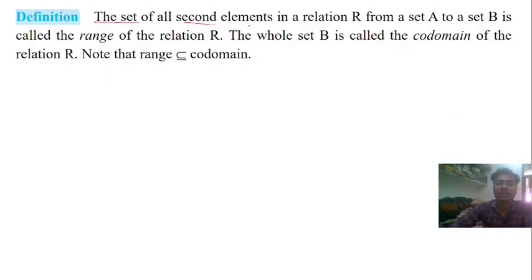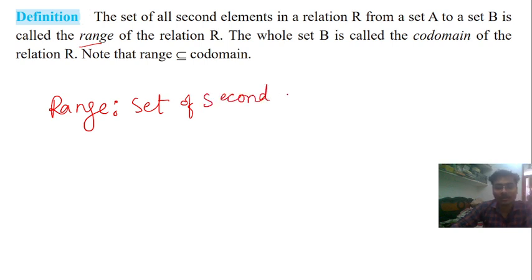The set of second elements in the relation R from the set A to B is the range. So what they are saying, the range is the set of second elements in relation R.